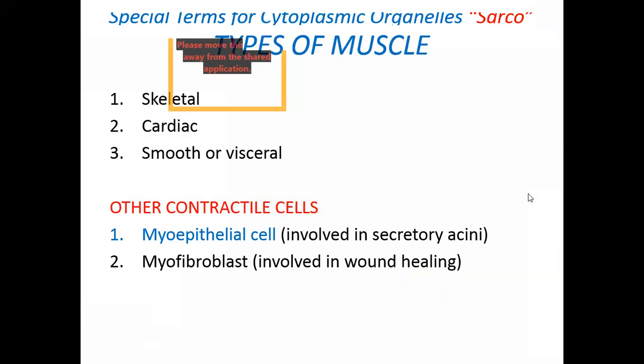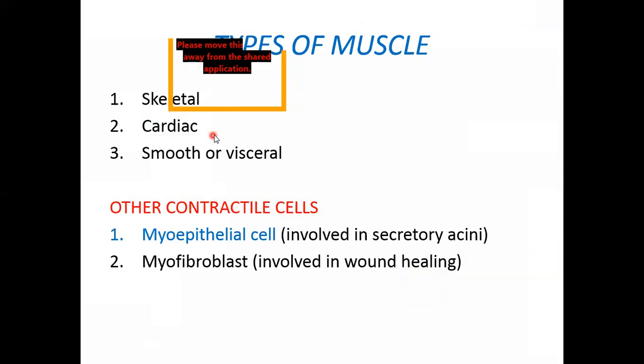Now there are three types of muscle. As you know, this is skeletal, then cardiac, and smooth muscle, also called visceral. What is the other name for skeletal? We also call it striated muscle. What are the other contractile cells? You have heard about them before. There is the myoepithelial cell, which is present along with the epithelium, and is usually seen with secretory acini, meaning the glands.